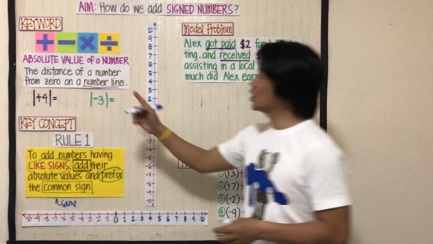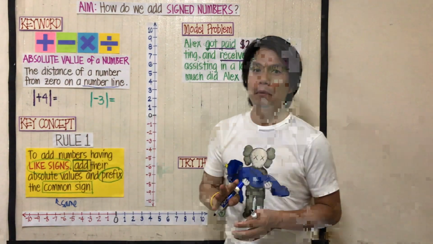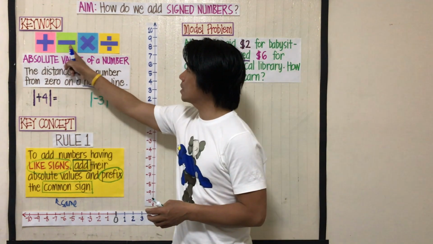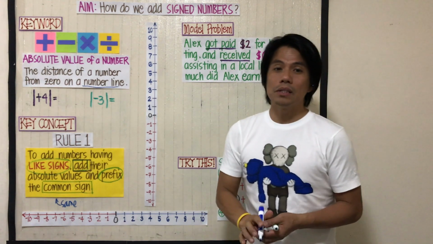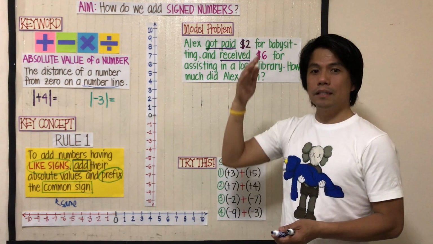Today we are going to learn how to add signed numbers. As we all know, addition is one of the four basic operations in math, together with subtraction, multiplication, and division. Now, what are signed numbers? These are the positive and the negative numbers.